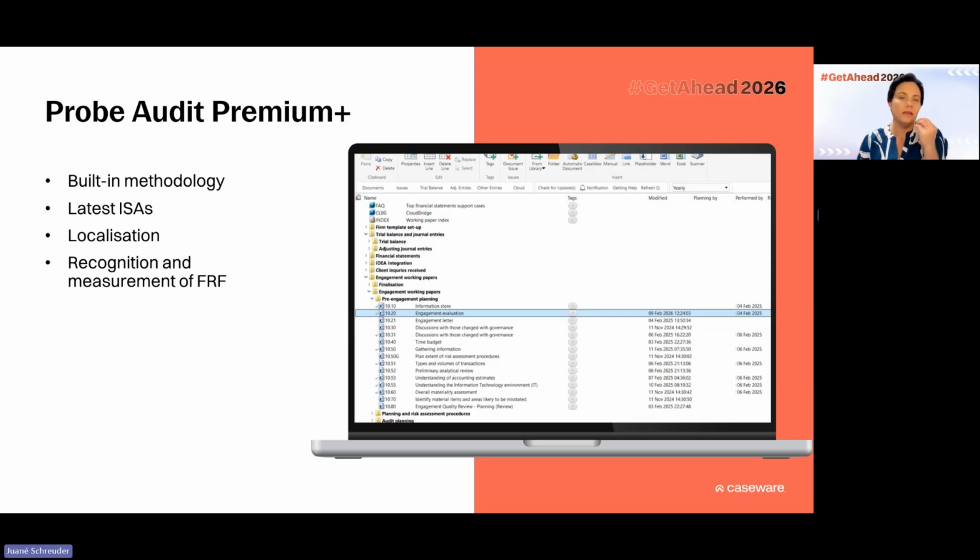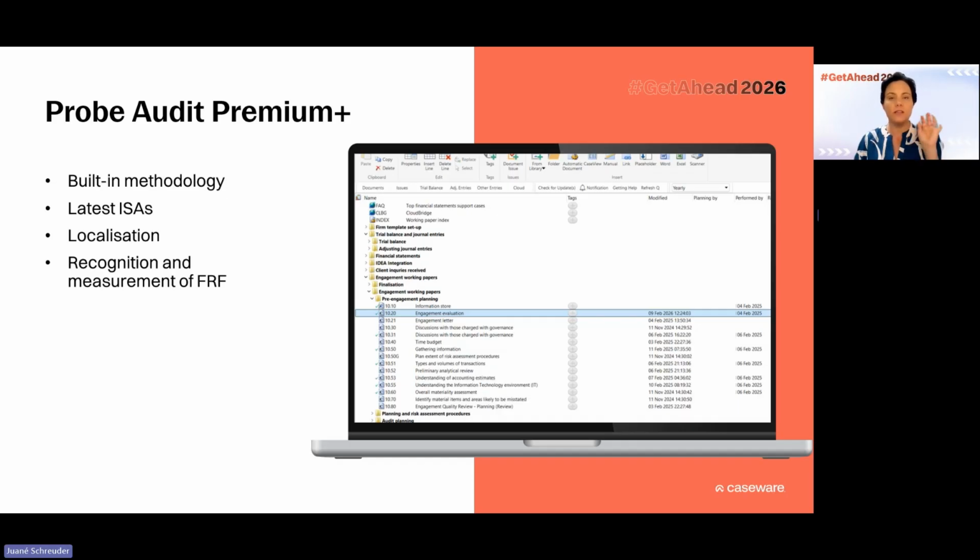And then I think one of the big benefits of Probe Audit Premium Plus is that we have specific audit procedures for the recognition elements or criteria of IFRS and IFRS for SME accounting standards and the measurement. So when you have audit steps, you will see that those audit steps are specified for the detail requirements in terms of recognition and measurement. So the cost at which you must recognize an item, or the value at which it must be recorded at subsequent measurement at year end, those kind of elements.